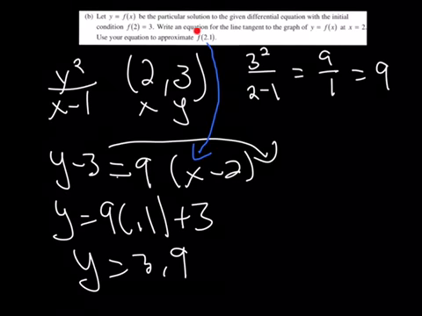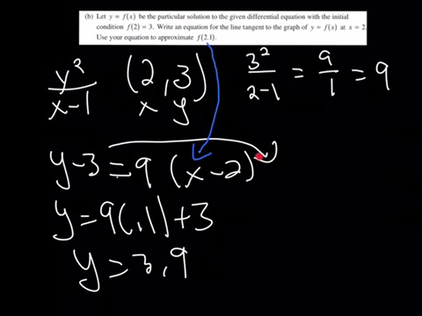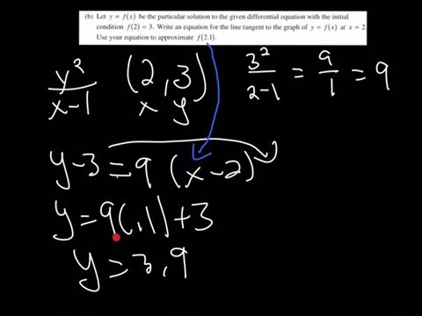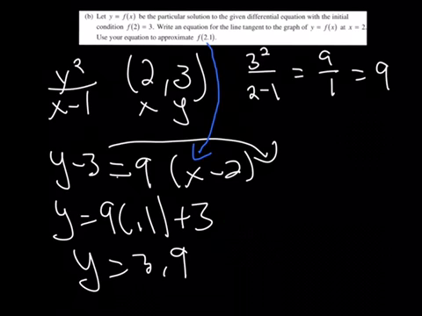So when it says write an equation for the line tangent to the graph, we're going to put y minus 3 is equal to 9 times (x minus 2). And now we're just going to simplify it. Since it's asking us to approximate f of 2.1, we're going to plug that in for x. Now we're just going to take this negative 3 and add it to the other side. And that's going to give us y is equal to 9(0.1) plus 3. Simplifying even more, y is equal to 3.9.